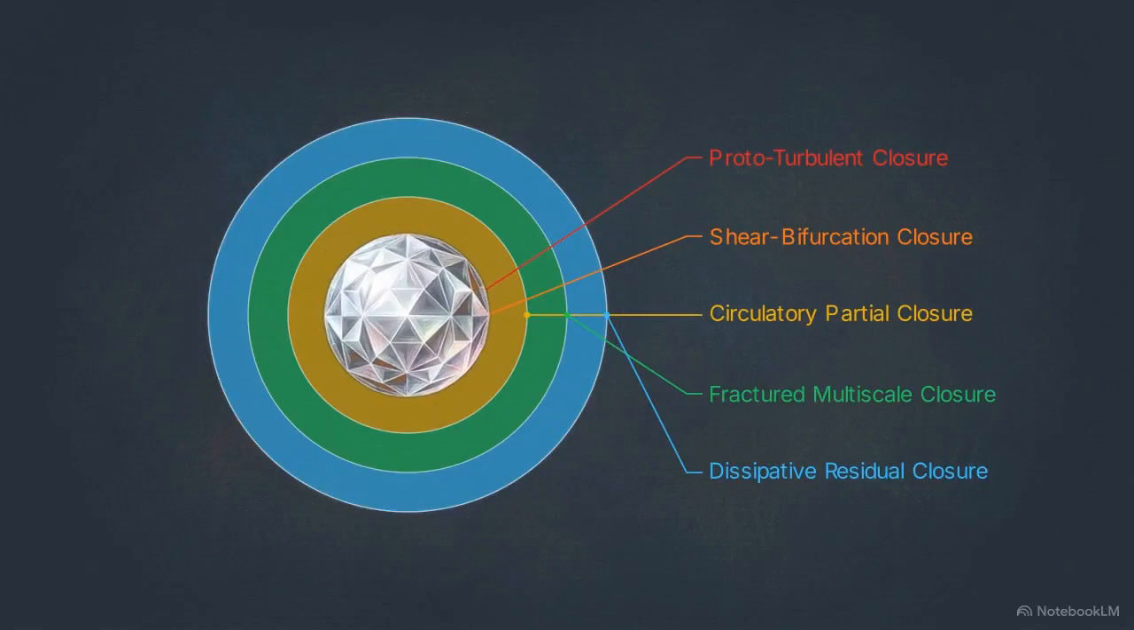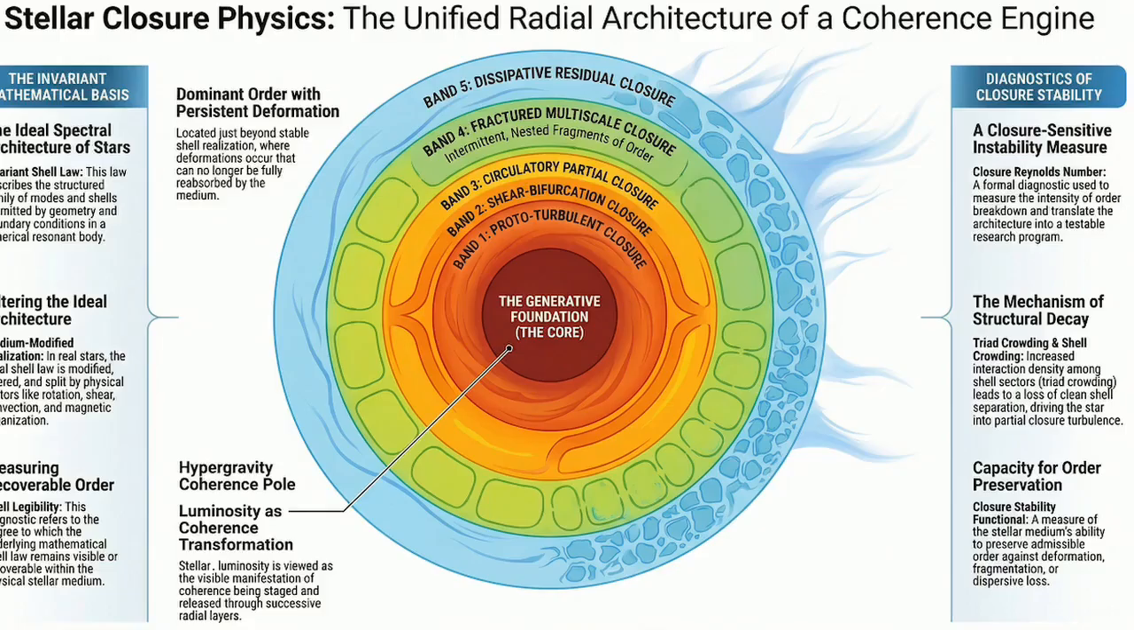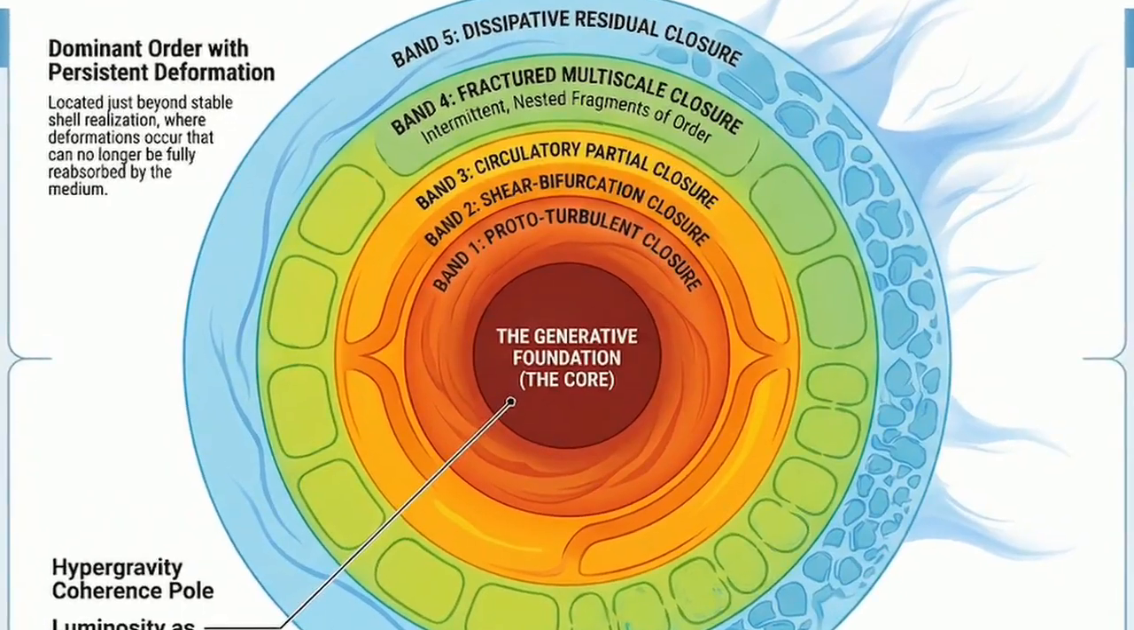Because turbulence is quantifiable partial closure rather than mere chaos, researchers can map its progression layer by layer outward from the star's core. This diagram visualizes how partial closure turbulence breaks down across 5 distinct radial bands, using the Sun as our observable model. The first measurable zone is Band 1, proto-turbulent closure. In Band 1, shell order remains dominant, but persistent physical deformations occur that the solar medium can no longer fully reabsorb. Directly beyond that lies Band 2, shear bifurcation closure, which corresponds to the solar tachocline.